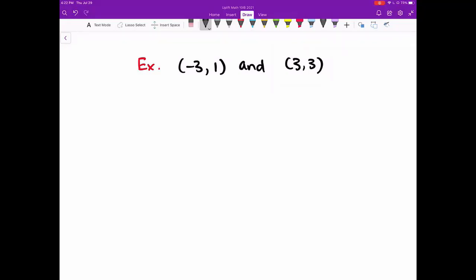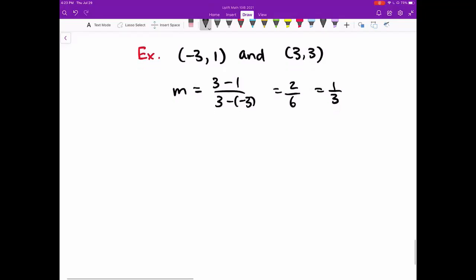Okay. So the first step is to convert it into slope-intercept form. We find the slope. m is 3 minus 1 divided by 3 minus negative 3. So it's 2 over 6. David, do you want to start from here? Yeah, okay. So we do what we did with the slope-intercept form, y is equal to mx plus b. So we get y equals 1 over 3x plus b.